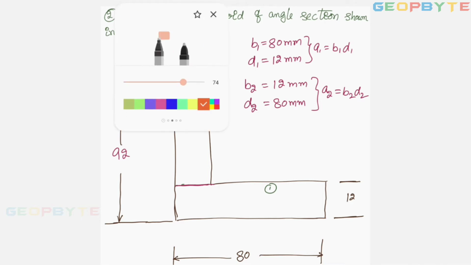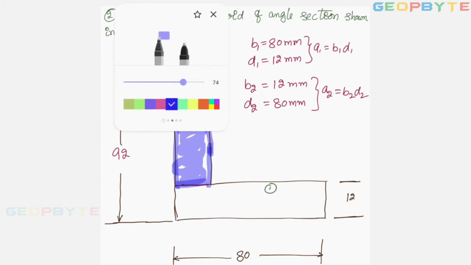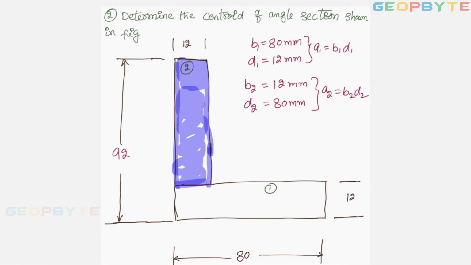Now I took this is our section 2. This is the section 2. And the section 1 is, this is our section 1. Now let us mark the centroid for the section 1 and section 2.